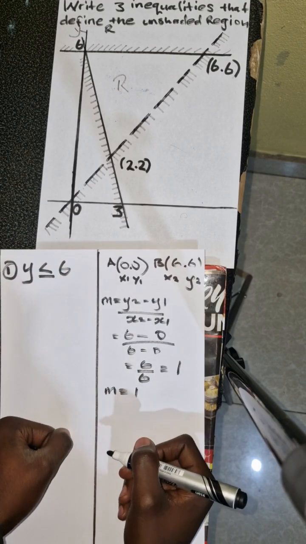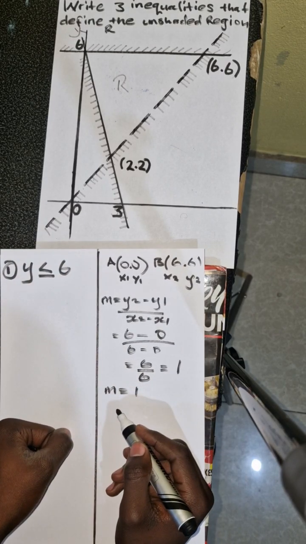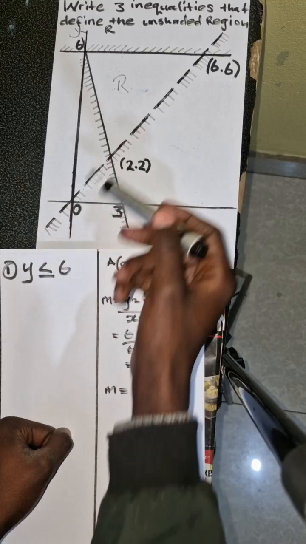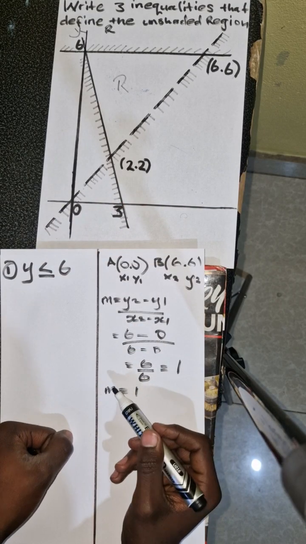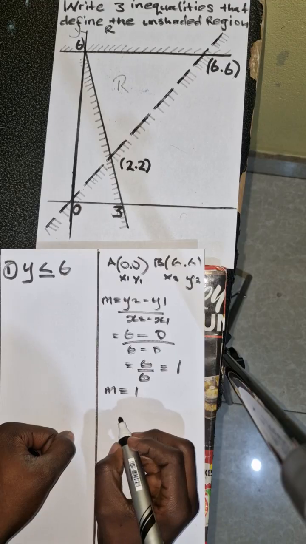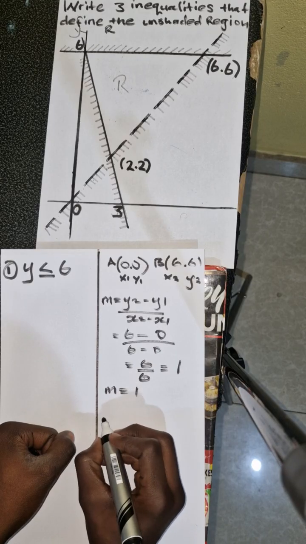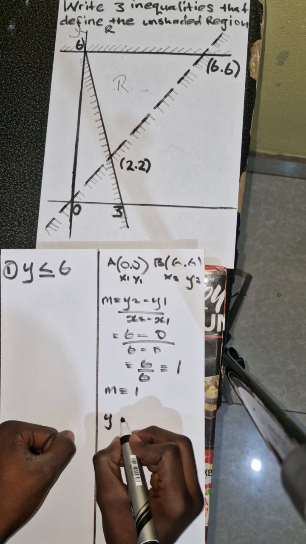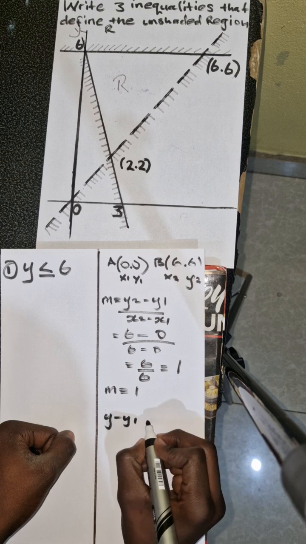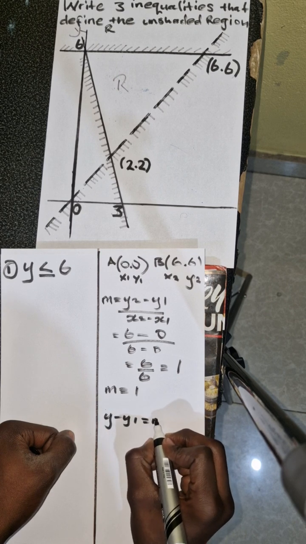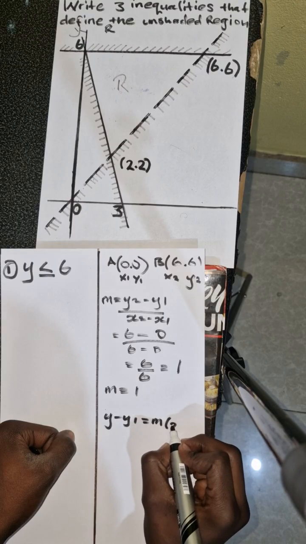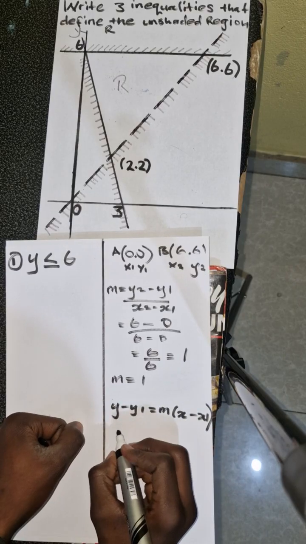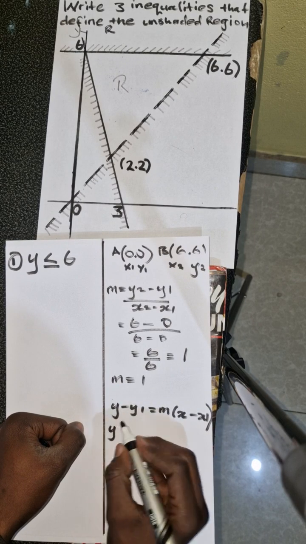Now I have my gradient. Now let me find the equation of this line. So I'm going to use the formula for finding the equation of a straight line. So this is the formula: y minus y1 is equal to m times x minus x1. So this is my y.